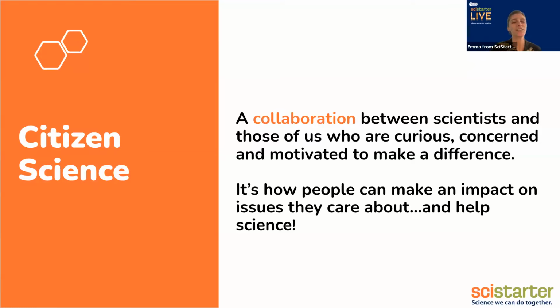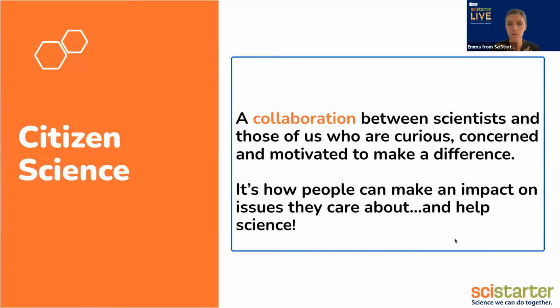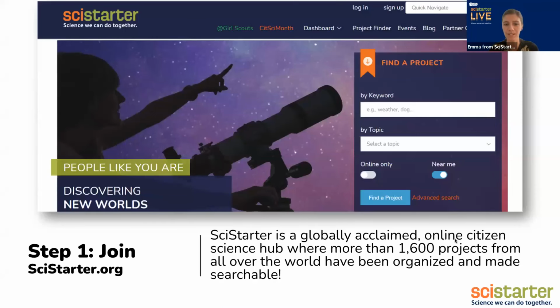Okay, cool. So citizen science in general is a collaboration between scientists and those of us who are curious, concerned, and motivated to make a difference. It's how people can make an impact on issues they care about and help science. And there's more information on the link that Roland just dropped. This is also known as a lot of different things. So if you've heard of neighborhood science, community science, participatory science, etc., it might be connected to citizen science too. Depending on where you are, who you're working with, you can hear different words for it.